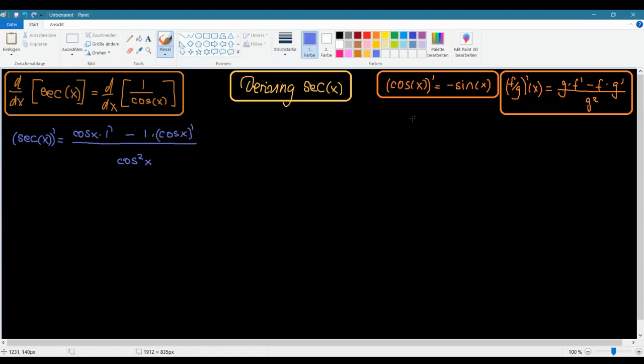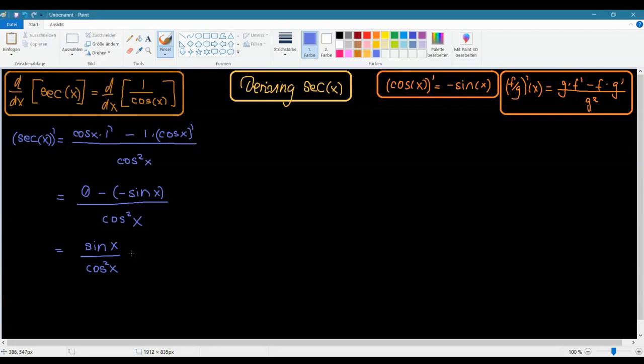Well, we know what cosine x prime is, right? So we can just sub in negative sine x. 1 prime becomes 0, and anything times 0 is 0. So this is just very quickly going to become 0 minus negative sine x over cosine squared x. Well, minus minus is plus, so this is going to be sine x over cosine x squared.